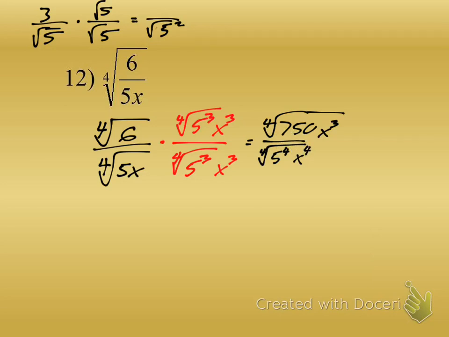So your answer is the 4th root of 750 x cubed over 5x.